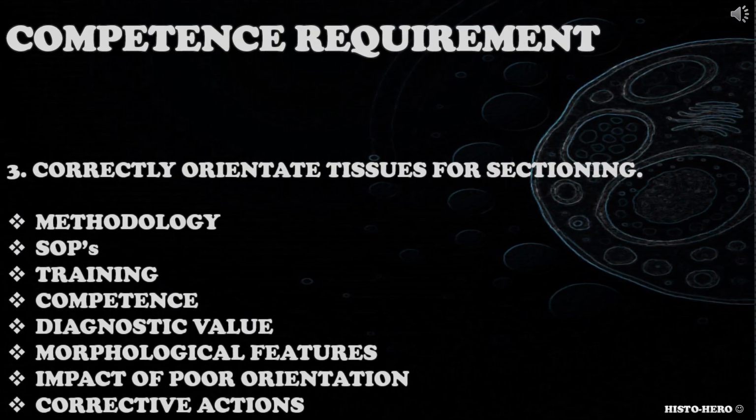The third competence requirement is correctly orientate tissues for sectioning. Candidate should be able to orientate tissue for sectioning. Does the candidate know why tissue orientation for sectioning is important? Do they know how to orientate the tissue for sectioning? Do they know the consequences of incorrect tissue orientation for sectioning? Do they know how to correct poorly orientated tissue?